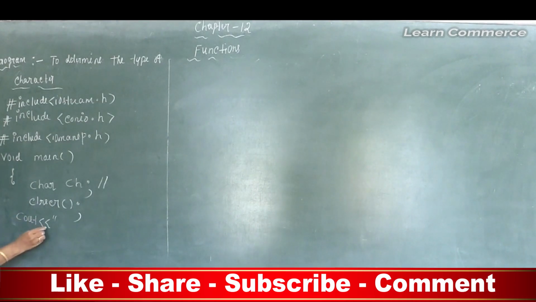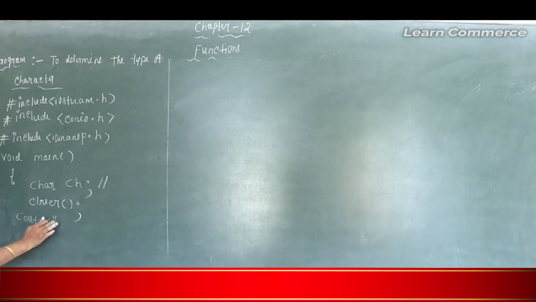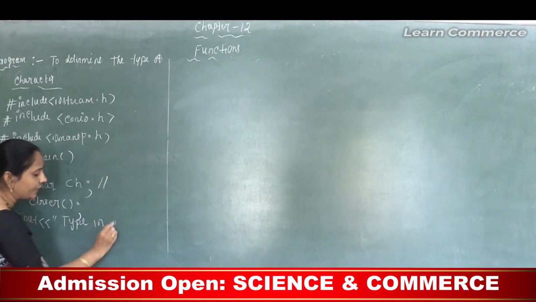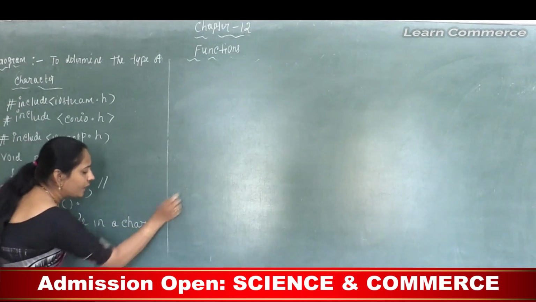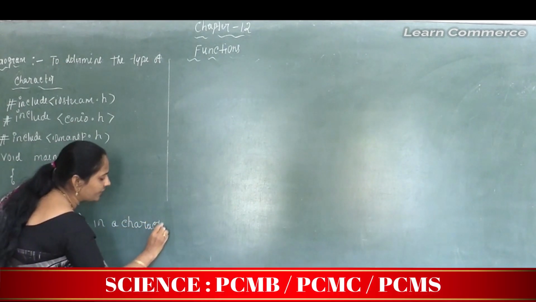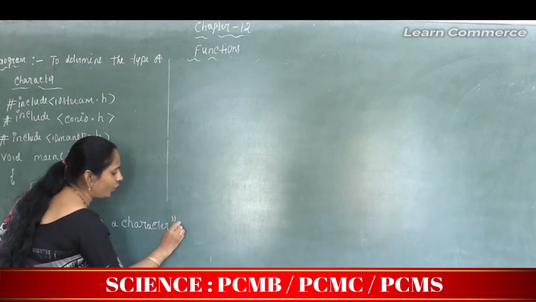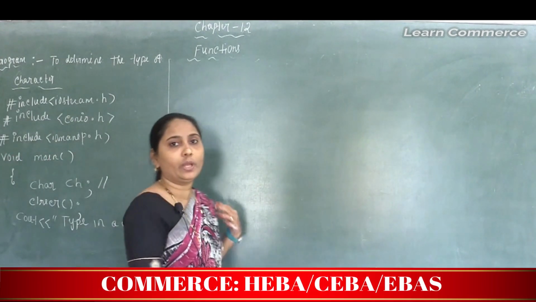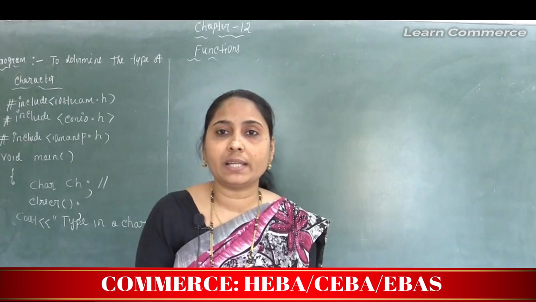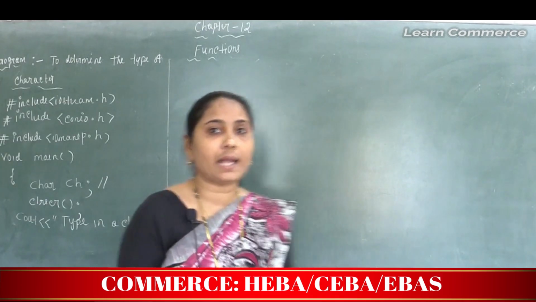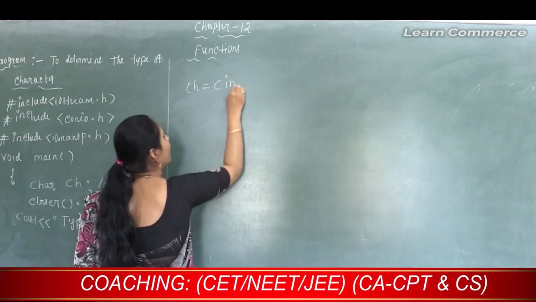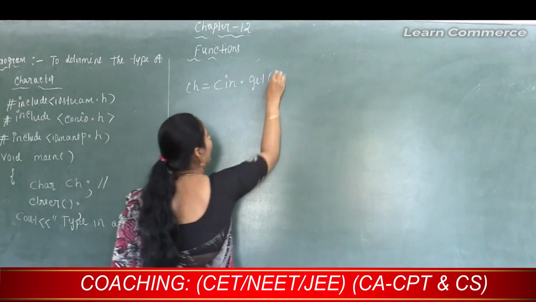So cout, then the stream insertion operator, opening of the double quotation, I am using the message: type in a character. Clear this point here. So type a character, and next, closing of the double quotation and the semicolon. So type in a character, and next, how do I need to input? As we know, the syntax for inputting a single character is ch is equal to cin dot get, open close, semicolon.